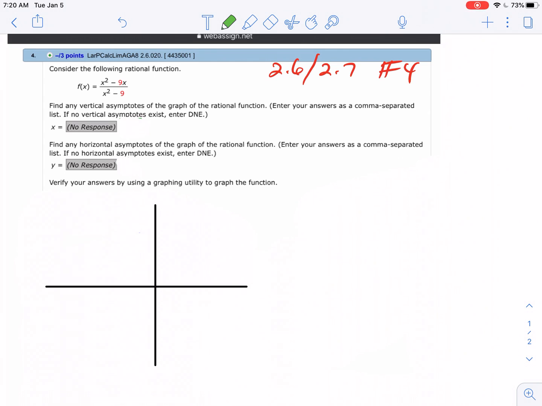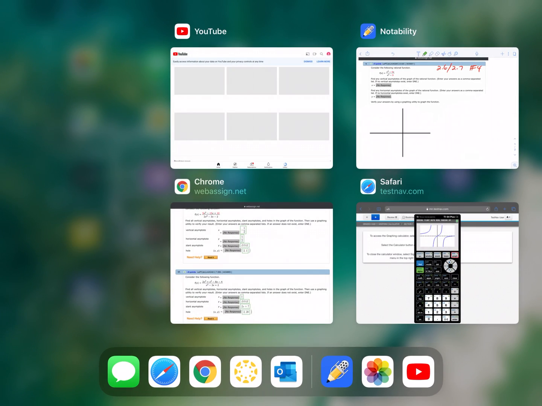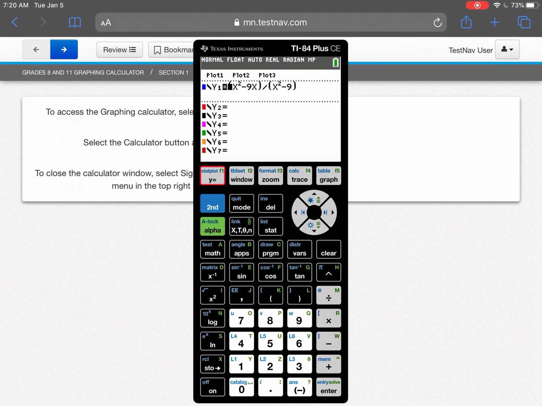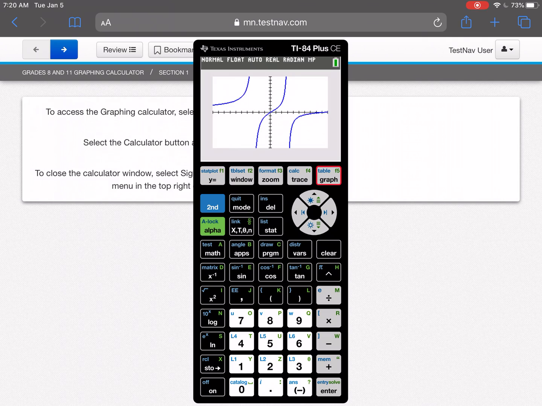Number 4. There's your equation. And if I go to the calculator, you can see I've already typed it in. More than one term on top, more than one term on the bottom, so you have to put parentheses around the top and the bottom before you divide them. And again, there's the graph.